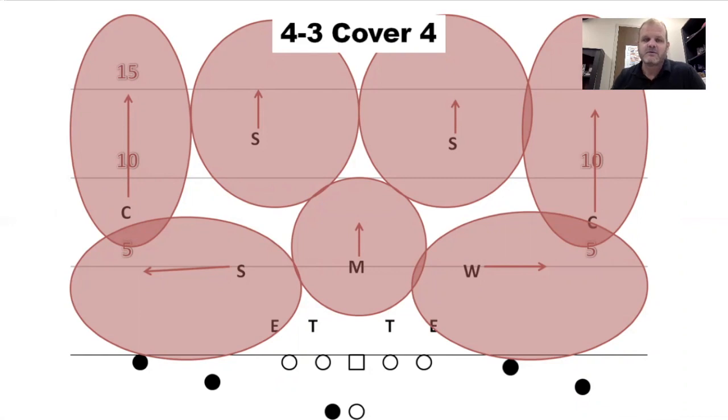But the basic thing here is you've got 4 deep zones. So this is to defend a deep pass, all right? And it's going to be hard to throw it over the top against this kind of defense. Now, if you have a matchup you like, then you take advantage of it. If you've got a speedster that can beat one of these corners, you do it. But you're going to want to attack this defense underneath.